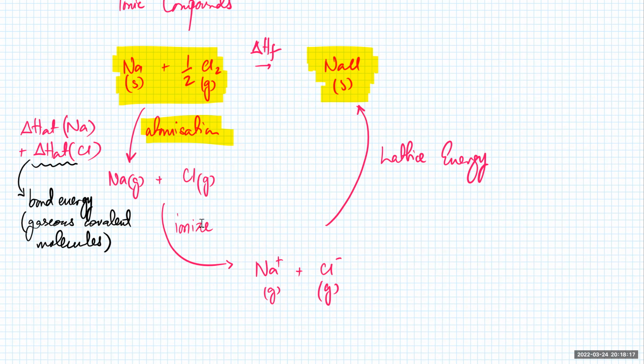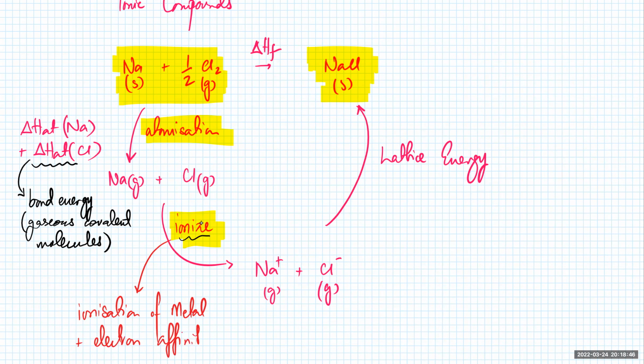And then you're going to ionize. Ionization will also happen in 2 steps. Ionization would involve the first ionization energy of the metal, plus the electron affinity of the non-metal, because that would be gaining electrons. So it would be the electron affinity of the non-metal.